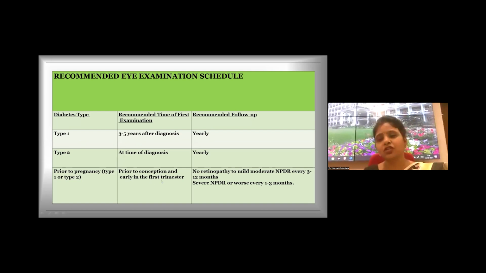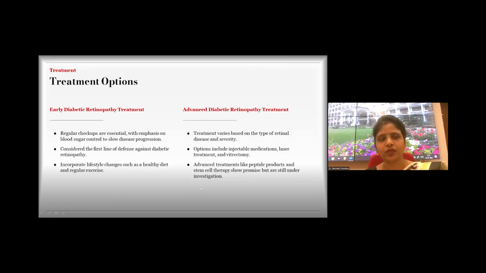No retinopathy to mild to moderate NPDR, that means non-proliferative diabetic retinopathy, every 3 to 12 months. If severe non-proliferative diabetic retinopathy has occurred or worse, every 1 to 3 months. So now, if we're going to the treatment plan, at the early stage of diabetic retinopathy treatment, regular checkup is essential, which is to control the blood sugar level.